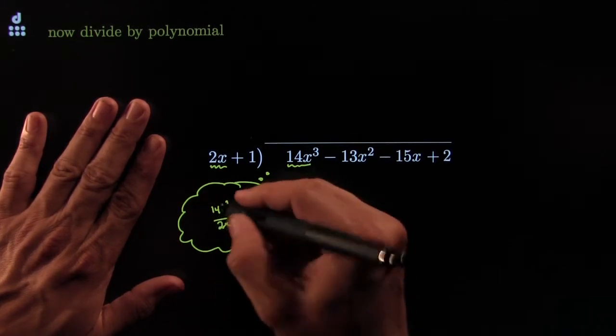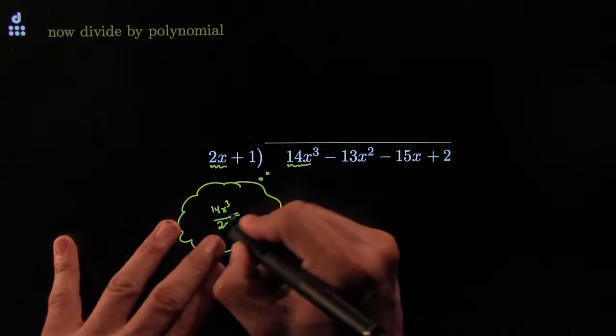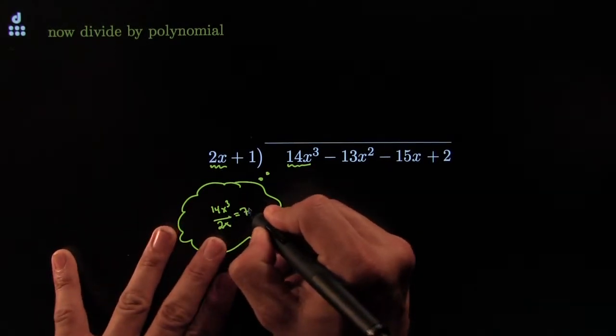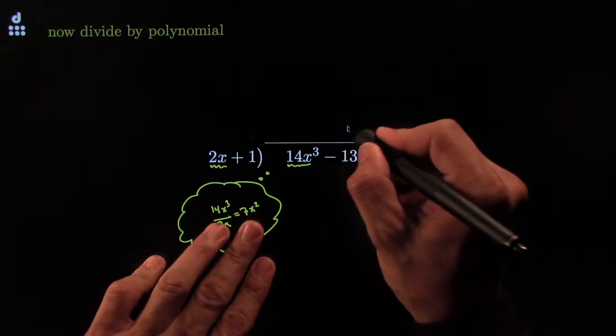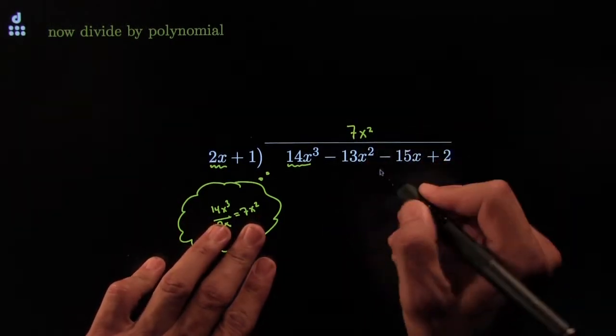And so you clean it up, take your time, prime factorize if you need to. The 2 goes into the 14 7 times. The x's go into x squared times. So it would be 7x squared. So that's what you would expect to find here, 7x squared.